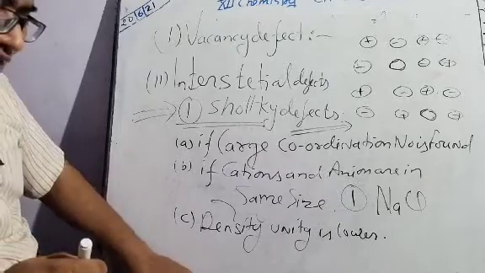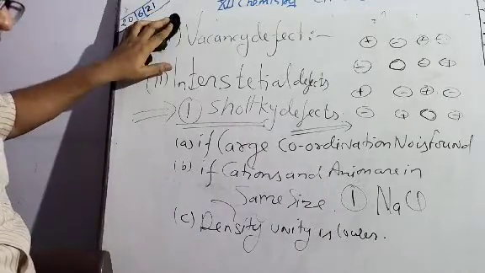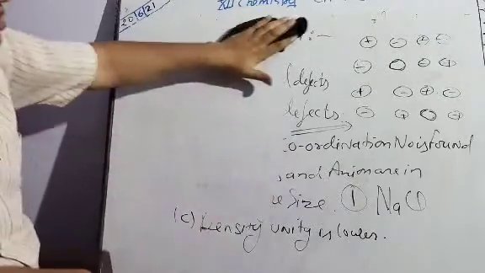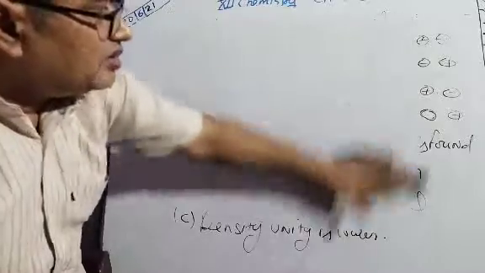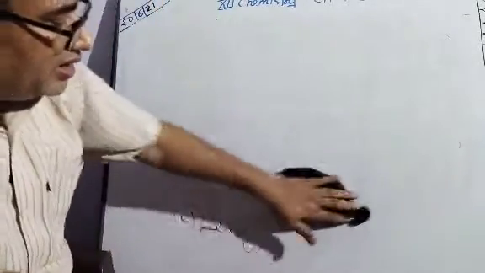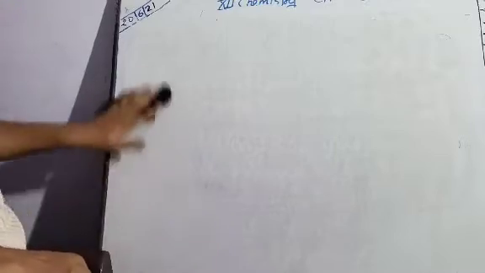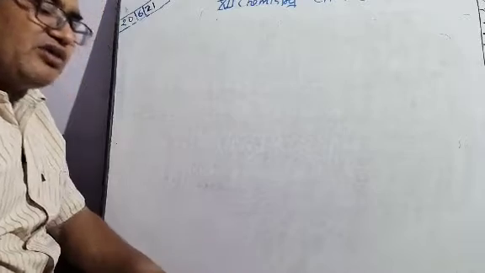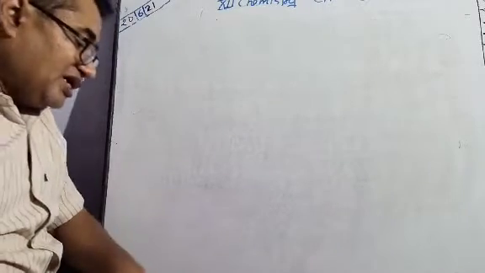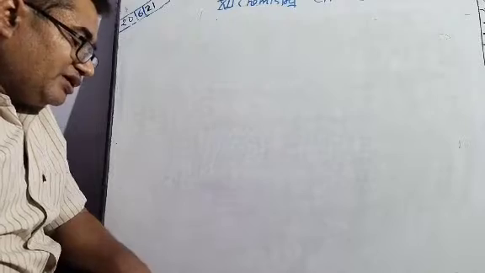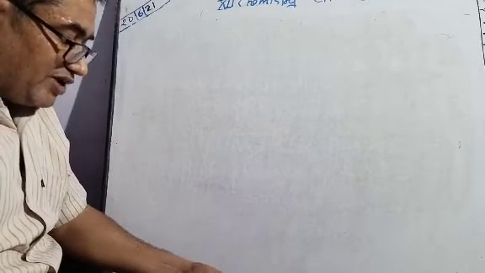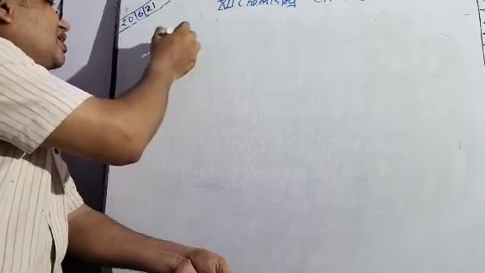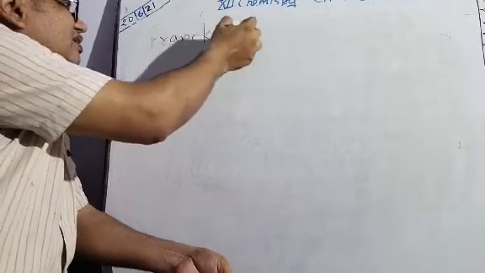Now, another defect is the Frenkel defect. In the Frenkel defect, an anion or cation is displaced from its point and reaches an interstitial position. So that kind of defect is called a Frenkel defect. Frenkel defect is found in AgCl.